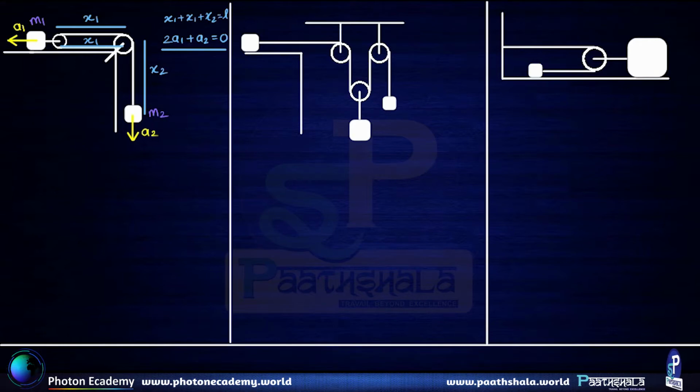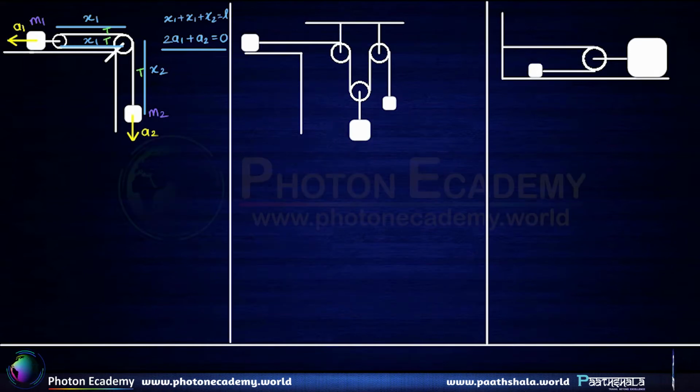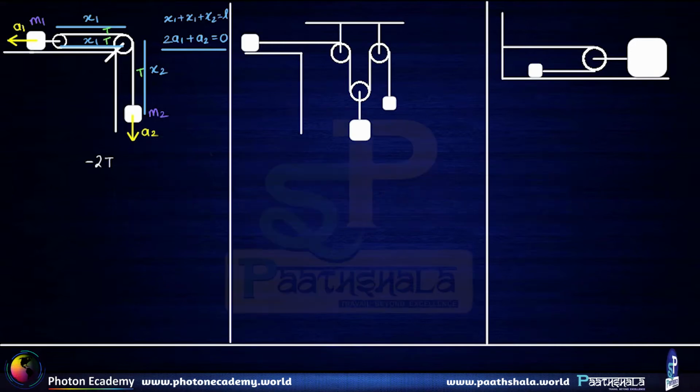So for writing down the equations, we need to understand that since it's one and the same string, the tension in this string is going to be T. For the block M1, the Newton equation in the horizontal direction happens to be minus 2T, because minus 2T is the force that is acting in the positive direction of acceleration. So even if it is counterintuitive, even if we get a negative result for A1, no problem is there. It simply means that we have assumed A1 to be towards the left, and A1 actually takes place to be towards the right.